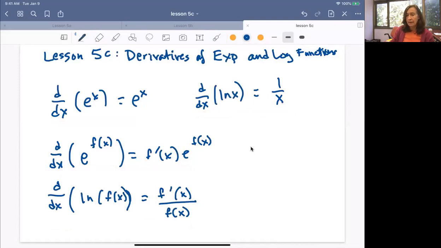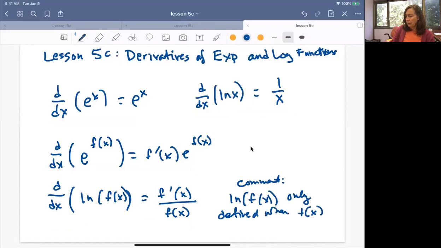I want to make one comment about the log of some function here. That is only defined when f of x is greater than 0. You can't take logs of negative numbers or 0. And this domain restriction actually ends up helping us sometimes when we're using the generalized log rule.